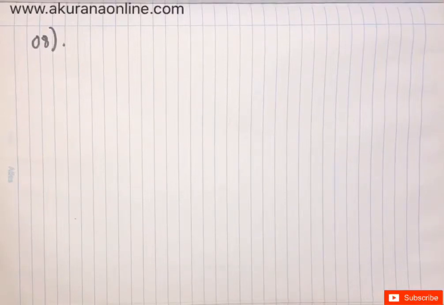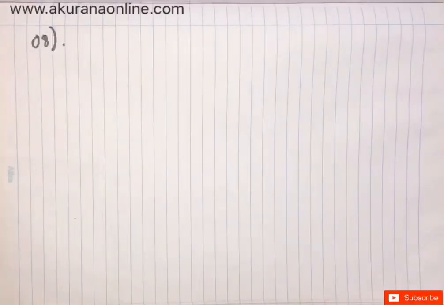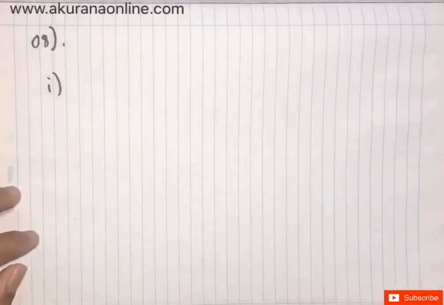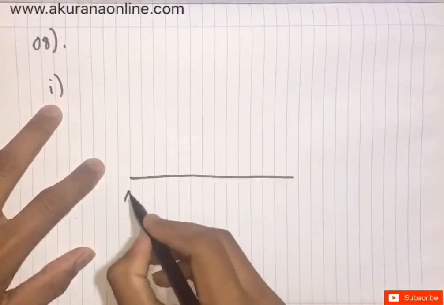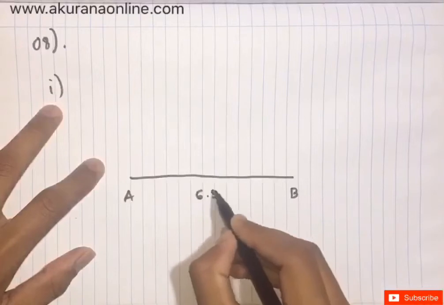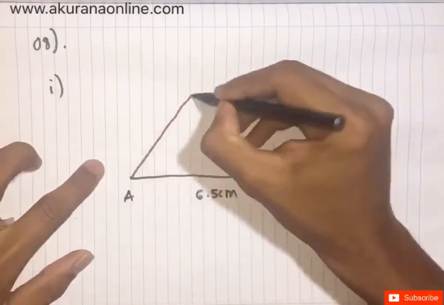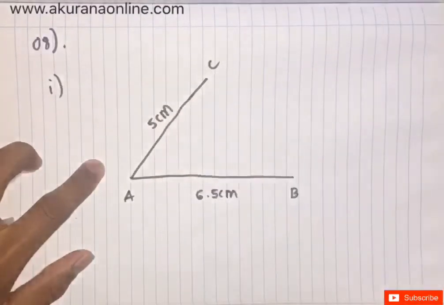Now first they are asking you to construct the triangle ABC such that AB equals 6.5 centimeters. Now if I really take 6.5 centimeters, it will look a bit small. Therefore, I will draw large diagrams here. The first part, you have to construct a triangle. Therefore, let me take 6.5 centimeters here. That is equal to AB. Now you have to take AC equals 5. AC is equal to 5 centimeters.